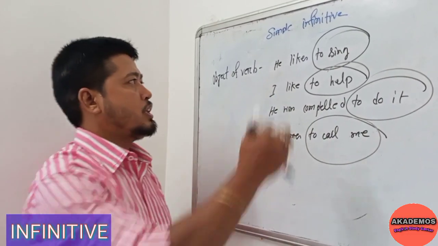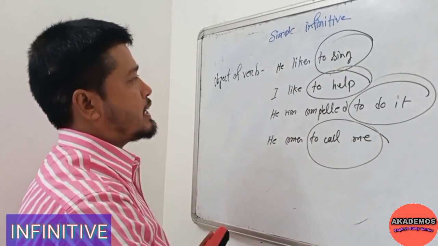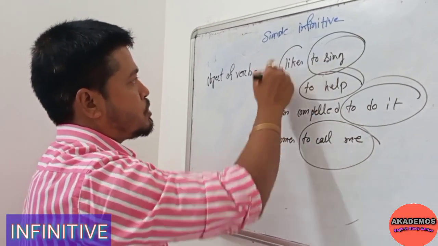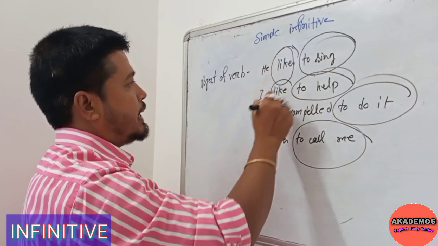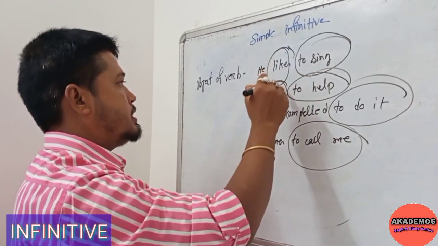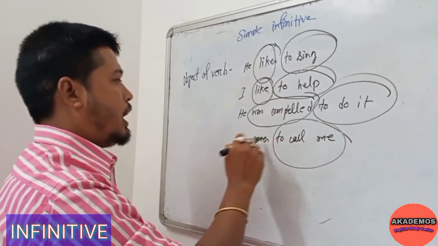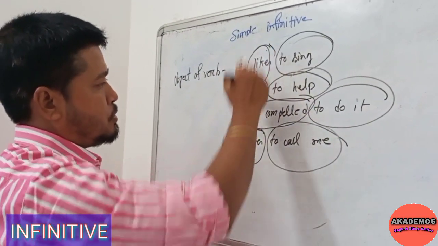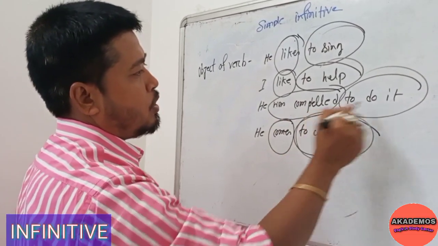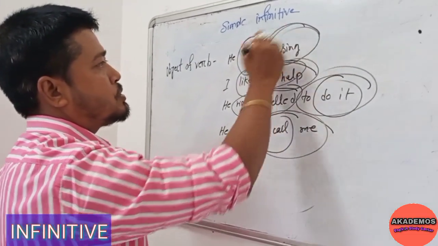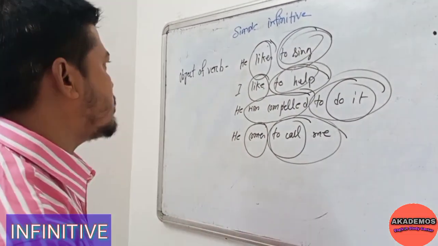What is the verb? The verb which is likes. This is the finite verb. He likes. Simple present, simple present. He was compelled. Simple past passive. He comes. There is the force of action. But in call, to do, to help, to sing, there is no force of action. This is the object of verb.